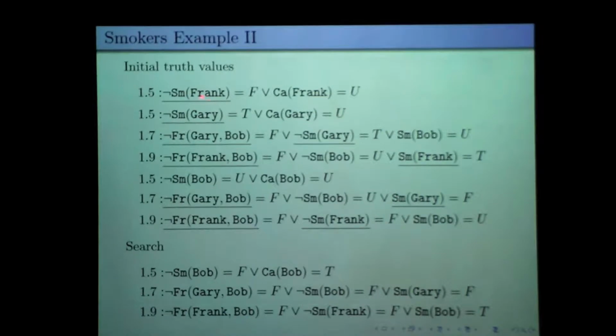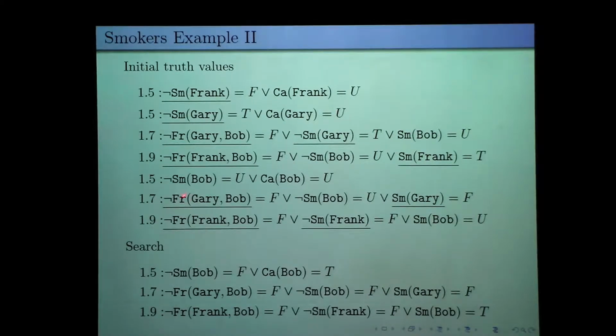For example, we know that Frank smokes, so its negation is false. And we cannot say right now anything about whether Frank has cancer or not, so we label it with unknown. We do know that Gary does not smoke, so the negation of a negation is true. And again, we don't know anything about this. And so forth with these other two rules.